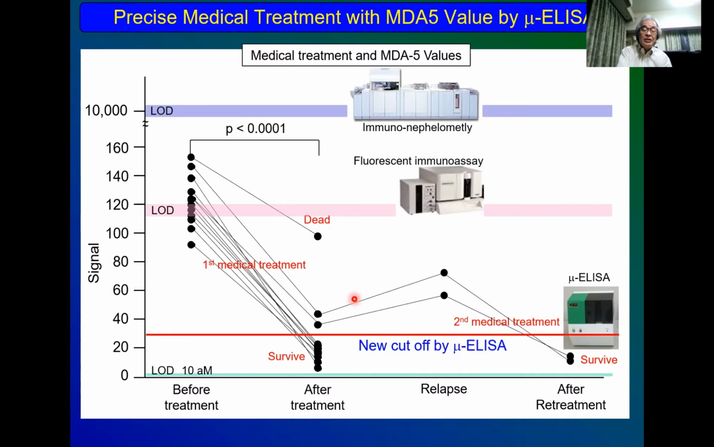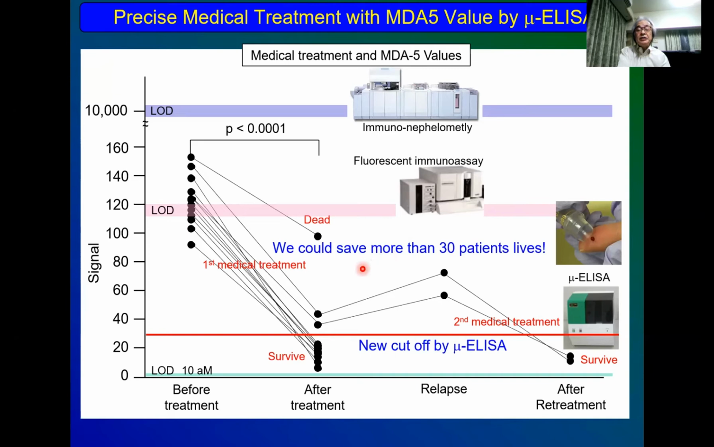And only our device based on the thermal lens microscope can detect such quite low concentrations of the MDR5. Another important point is our microfluidics needs a very, very small amount of sample. We are now also applying it not only to this disease, so that we could save more than 30% of patients. So our machine is practically usable in the medical field.